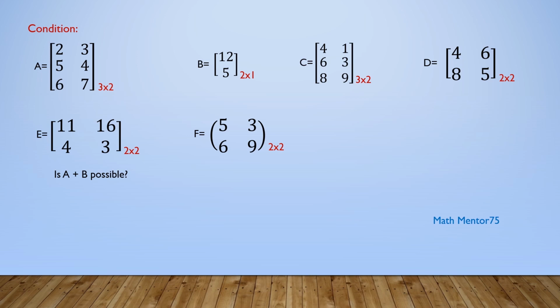We have to see whether we can add matrix A with B or not. Now check their order. The requirement is, if we want to add or subtract two matrices, their order should be the same. Do A and B have the same order? No. So is it possible? No, it is not possible because they don't have the same order.